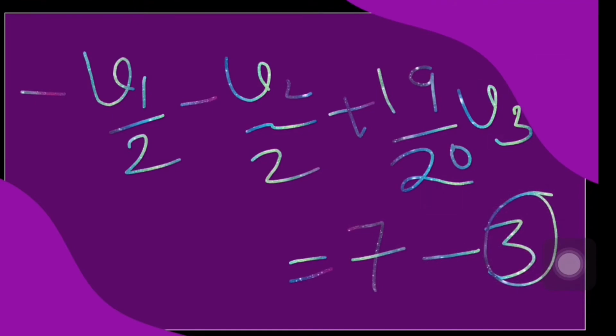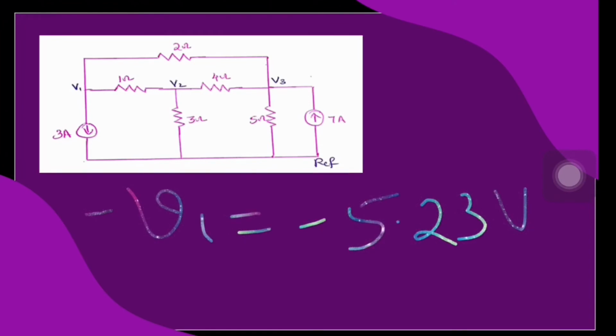Thus, we have 3 unknowns V1, V2, V3 and 3 equations. Now, you look at this network. Here we are asked to find out the voltage across all the current sources present in the network. We have 2 current sources, 3 amperes and 7 amperes. By inspecting this network, it is clear that minus V1 is the voltage across 3 amperes and V3 is the voltage across 7 amperes. When we solve these 3 equations, we get our desired quantities as minus V1 is equal to minus 5.23 volts and V3 is equal to 11.47 volts.